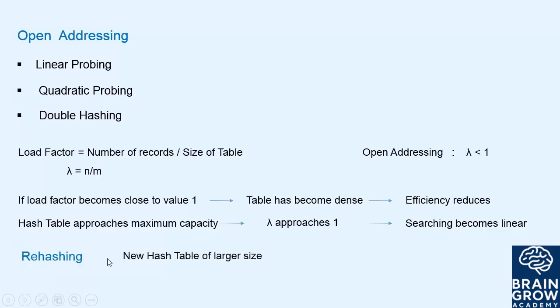In rehashing, we take a new hash table of larger size and hash all the entries to this new hash table. So leaving some locations empty in the hash table improves search time but results in a wastage of space. Therefore, we can say that it is a space versus time trade-off.